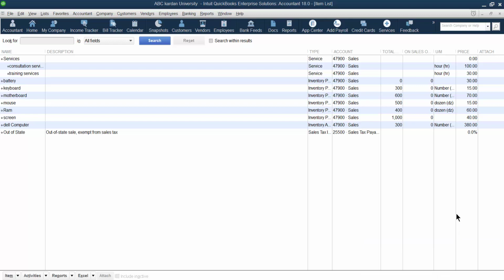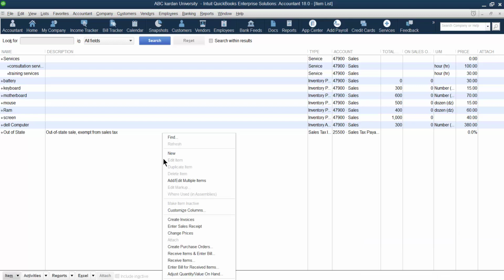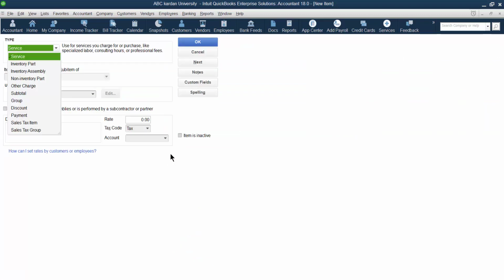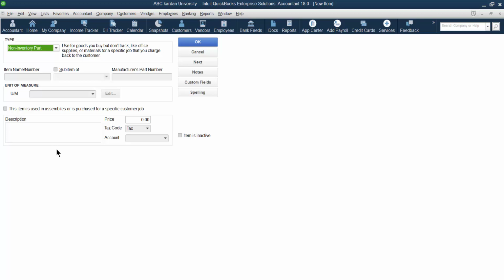Bismillah ar-Rahman Rahim. So let us once again deal with the inventory, with the item. Inventory assembly is discussed. Next one is non-inventory parts. What is the purpose of this one?